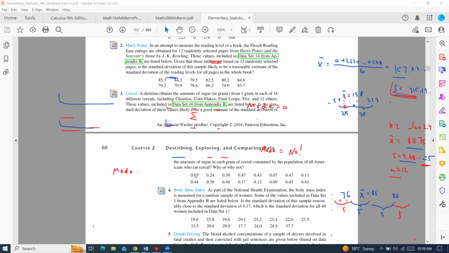0.3 does not repeat. 0.24 does not repeat. 0.3 does not repeat. But when I move to 0.43, I can see that it appears again, right? 2 times. Interesting. So is that my mode? Well, let's see if there is going to be an element in this sample that repeats more than 2 times, because otherwise it's going to be another mode.